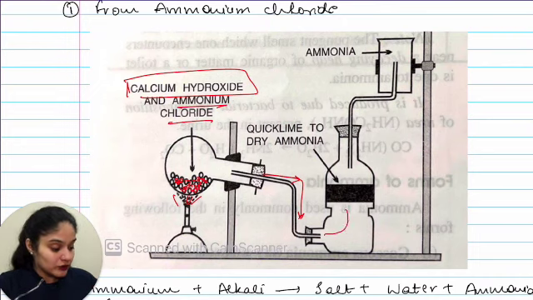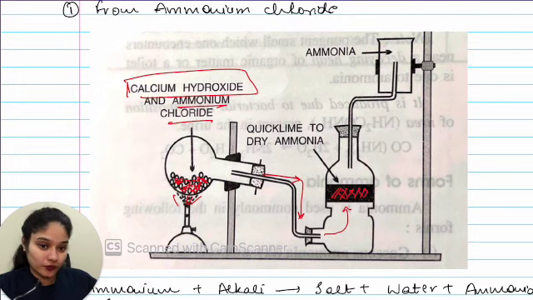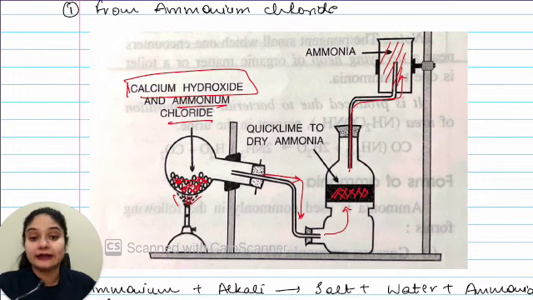This gas will eventually pass up. It would go up. This is quicklime. This will end up absorbing any moisture from the gas. It will move up and eventually reach this apparatus, where it is collected by downward displacement of air.